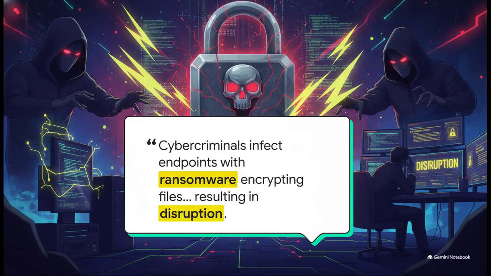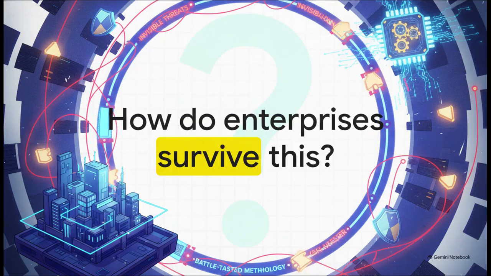Now, listen to this. Cybercriminals infect endpoints with ransomware, encrypting files and locking workstations, resulting in disruption of operations. This isn't some Hollywood hacker movie script. This is a terrifying, real-world risk statement pulled directly from our source material. This is the exact kind of high-stakes reality that keeps executives awake at night. Literally, one wrong click from a privileged insider or one unpatched vulnerability, and an entire global operation just grinds to an absolute halt. Which really begs the critical question, how do enterprises actually survive this?